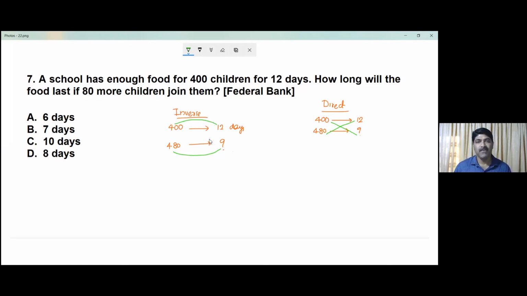400 into 12 will be equal to 480 into this value. Clear? So then this value is 400 into 12 divided by 480. Got it? Yes. So then we can simplify it. Here we know that these two values are multiples of 80. This is 5 times 80. This is 6 times 80. Then simplify it. Clear? Yes.